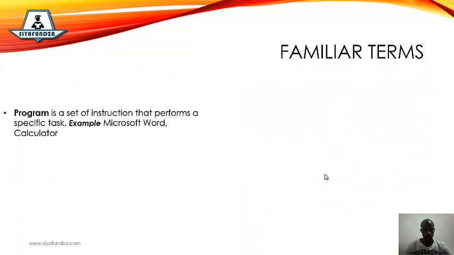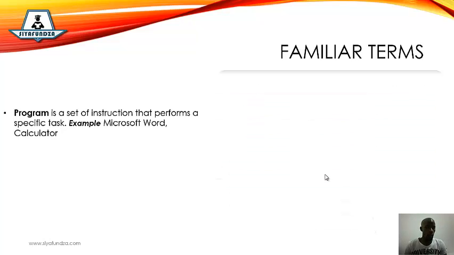So we also have the program. The program is a set of instructions that performs a specific task. For example, your Microsoft Word is a program that is used to type documents and things like that. Another example is a calculator. This is a program that is used to calculate numbers, formulas, and all those things. Now, how the calculator works is a programmer who wrote how the calculator is going to work. And then the user is the person who's going to be using those things.